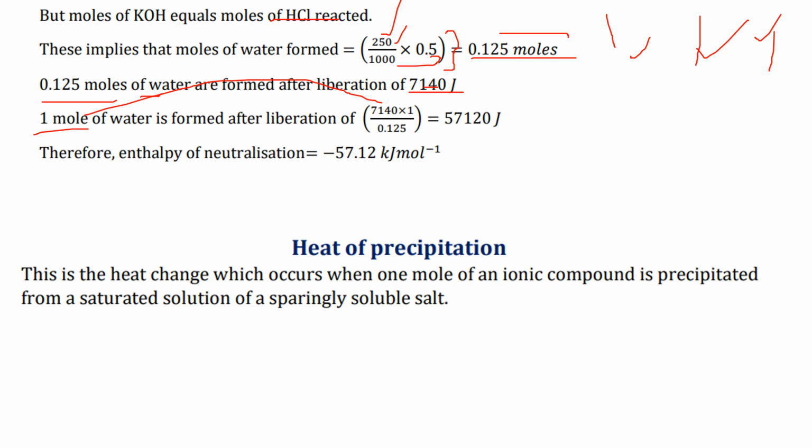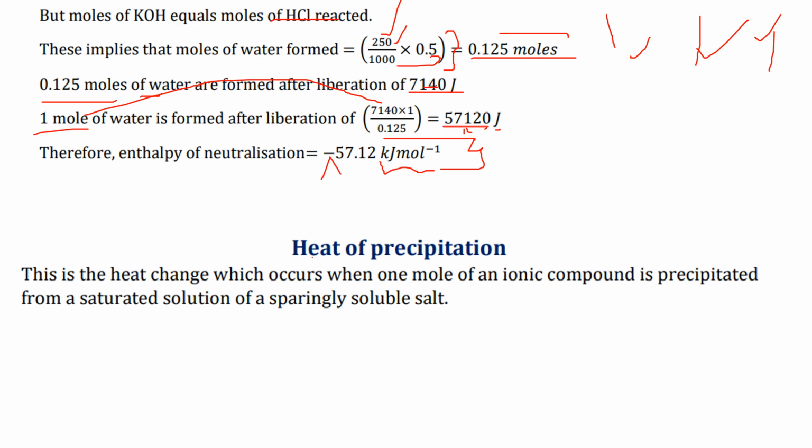57,120 joules of heat. So for us to convert it into kilojoules, you divide through by 1,000, so that you put it in the standard units. Therefore, enthalpy of neutralization is going to be negative. This negative must be there because enthalpy of neutralization is negative. So negative 57.12 kilojoules per mole. And I said when you're writing kilojoules per mole, you have to be very careful: k is a small letter, J is a capital letter, and then the others are small letters.